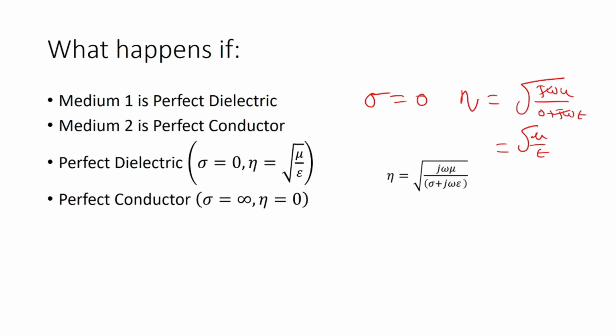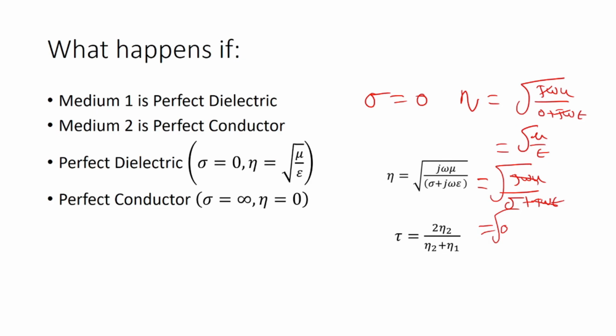And for a perfect conductor, when sigma is infinite, the intrinsic impedance is 0, because eta equals root over j omega mu by sigma plus j omega epsilon, which is root over j omega mu by infinite plus j omega epsilon. Now, because sigma is infinite, this term can be eliminated, and 1 by infinite equals 0. So the intrinsic impedance of a perfect conductor is 0, and the intrinsic impedance of a perfect dielectric is root over mu by epsilon.